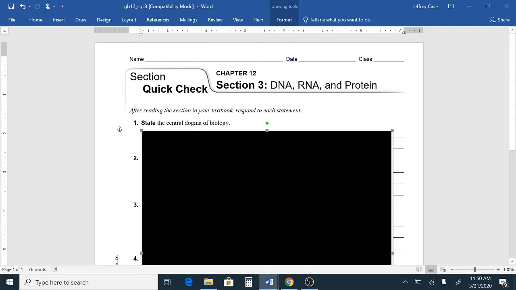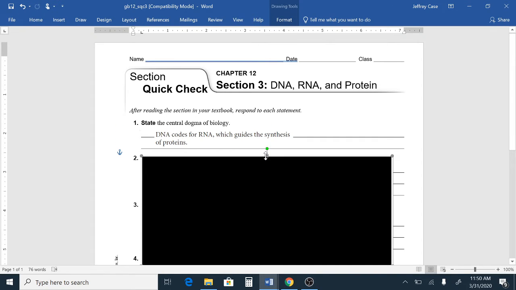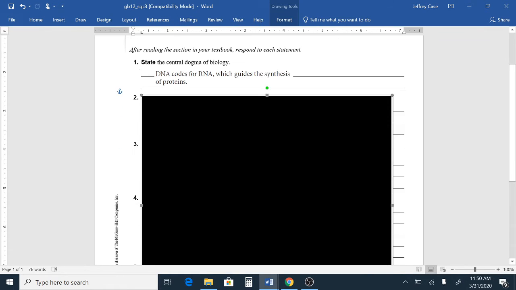Chapter 12, Section 3, Active Reading Review. Number 1, state the central dogma of biology. I think I referenced this in the notes. DNA codes for RNA, which guides the synthesis of proteins.